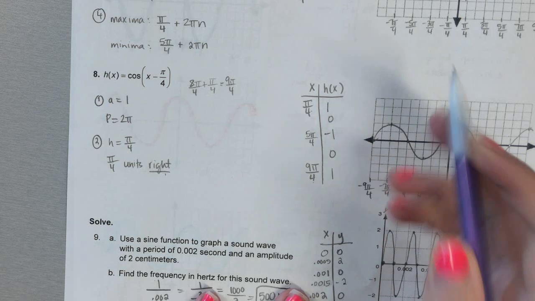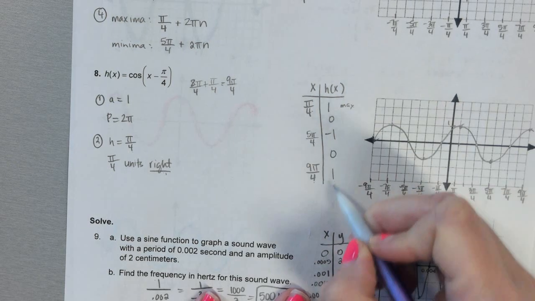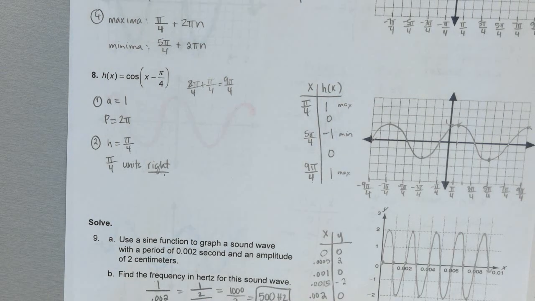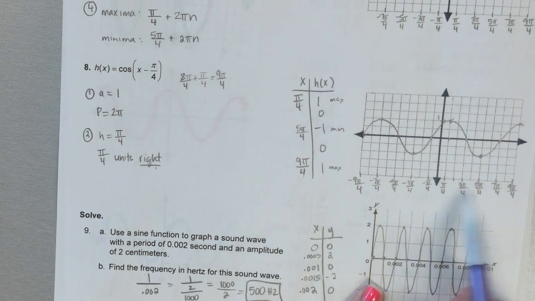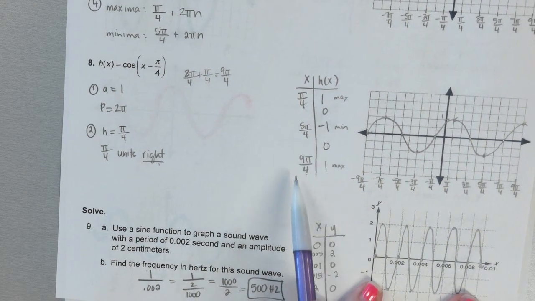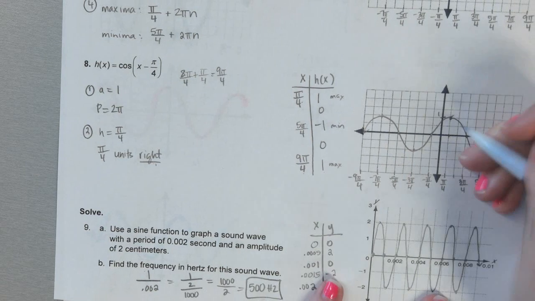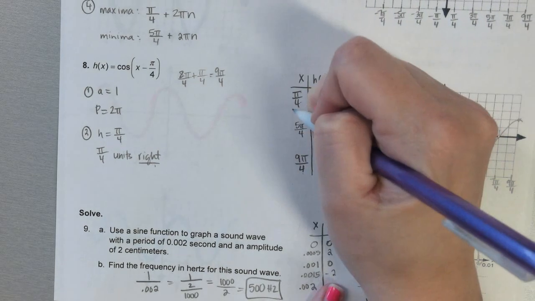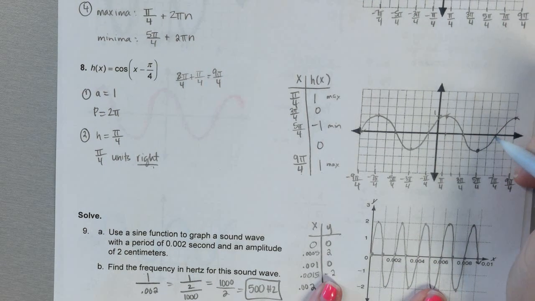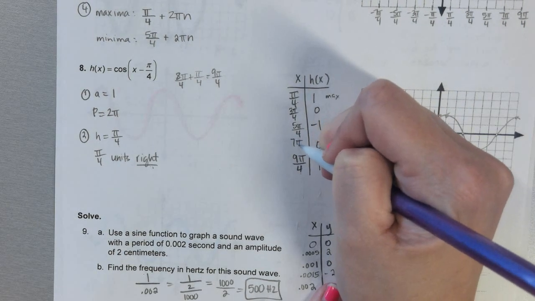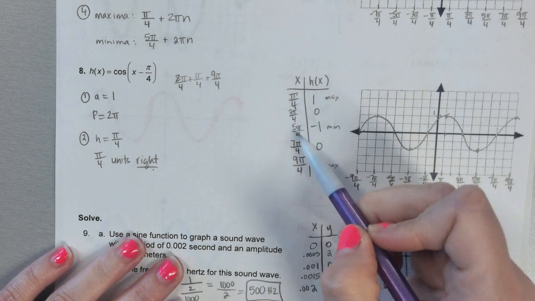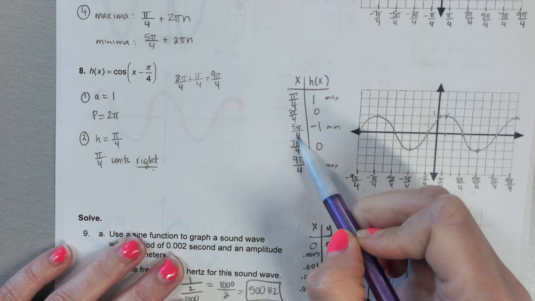This is cosine, so you start at your max and you end at your max. Halfway is your min. Okay, and then what I did, based on this alone, is I chose to go by pi over 4s. Notice that I filled in these, but now I'm going to go back and fill in my zeros. So I have 3 pi over 4, which was one of my zeros. My other one was here at 7 pi over 4. So you can use your graph to get them, or you can add these together and divide by 2.